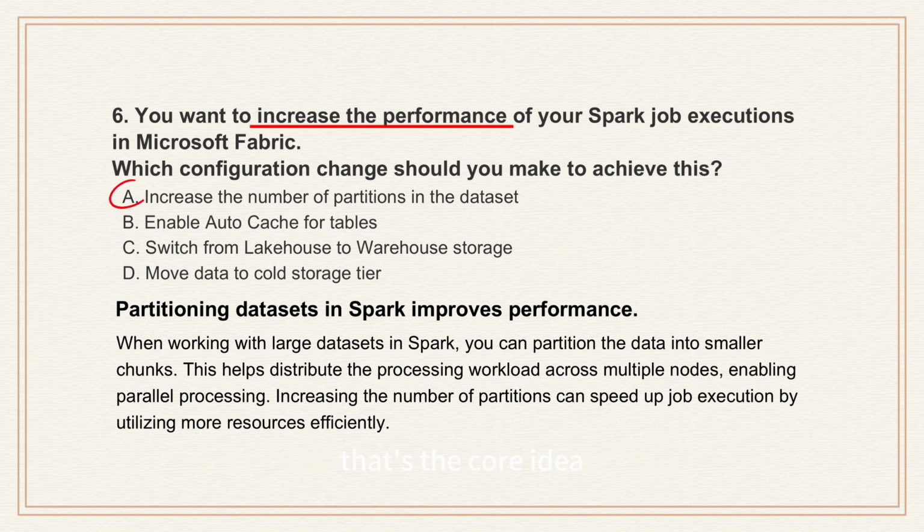So strategically partitioning your data allows you to better utilize the parallel processing power of Spark. That's the core idea. Now there's nuance. Too many tiny partitions can add overhead. But generally, ensuring your data has a reasonable number of partitions, often related to the number of cores available, is a key optimization technique for large-scale data processing in Fabric notebooks or Spark job definitions. Got it. It's about finding that sweet spot to maximize parallelism. Right. It allows Spark to divide and conquer effectively.